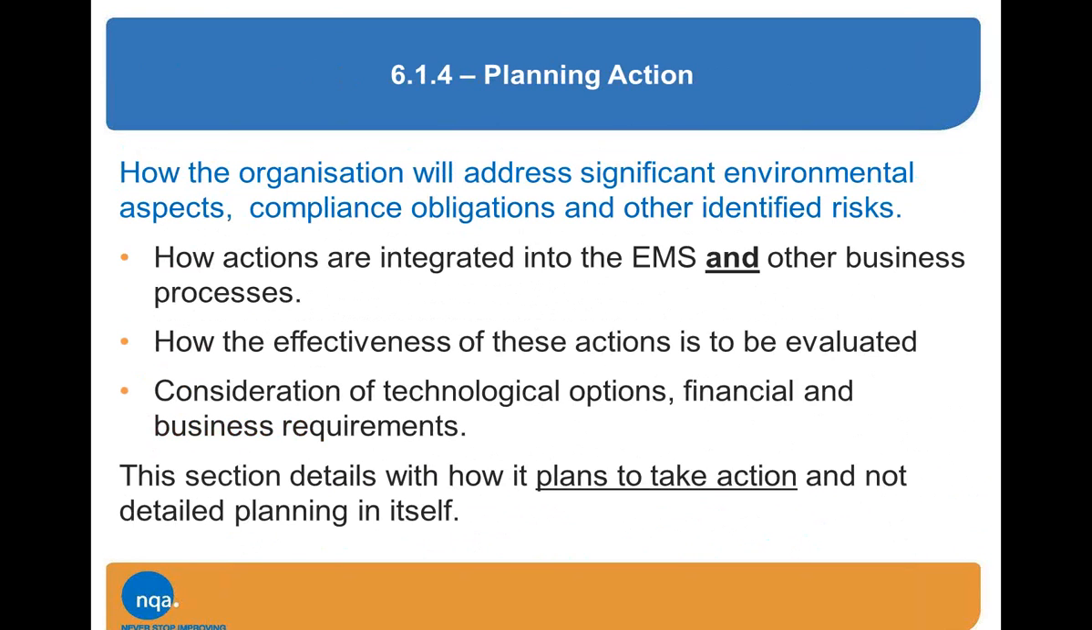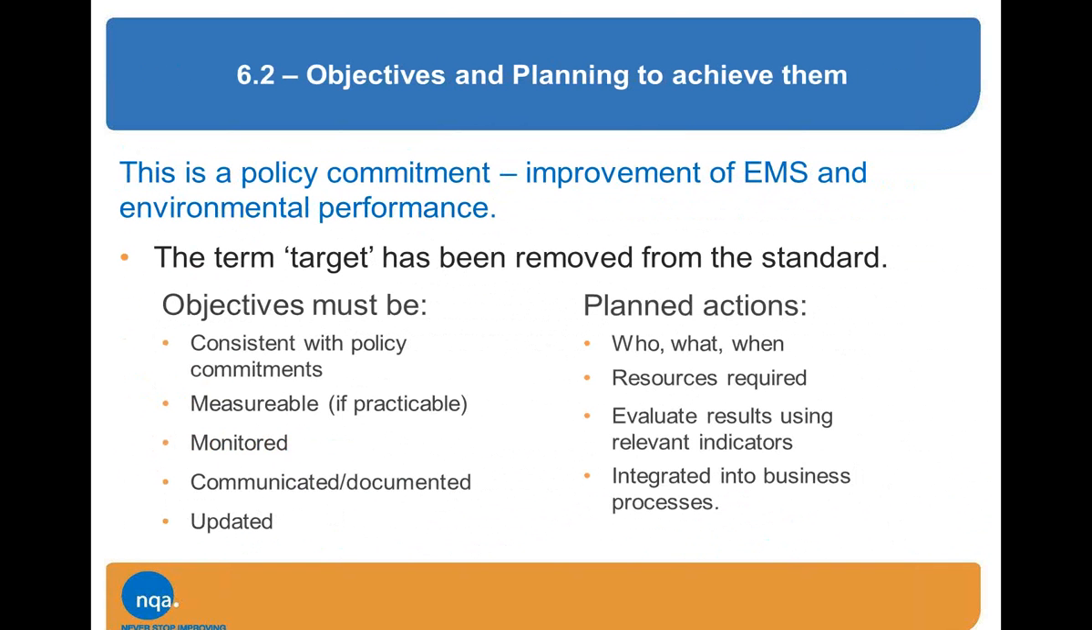And we need to consider what options we've got. What technological options have we got? What budgets are we having to work within? And what are the requirements of our business? So this section, planning action, details how you plan to take action, but isn't actually the detailed planning itself. Not yet. That comes along in the next clause. So this thinks about the methodology that we need to go through in order to plan the actions we need to take.